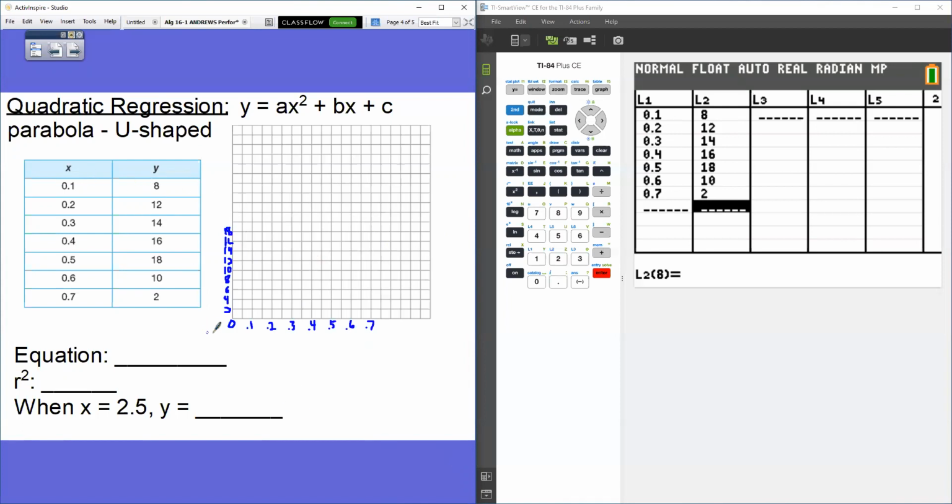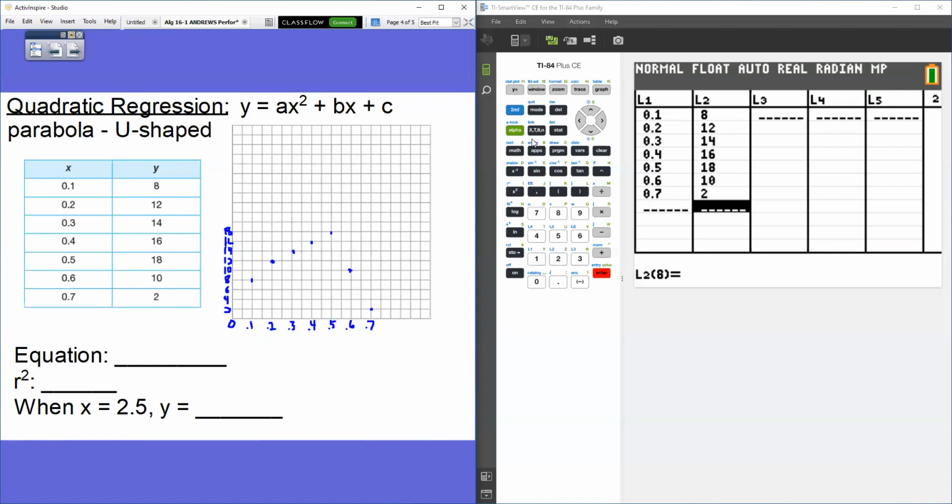So 0.1 is 8. So I'm going to put a dot right there. 0.2 is 12. 0.3 is 14. 0.4 is 16. 0.5 is 18. Right now it looks like a straight line, but then all of a sudden it starts coming back down in a hurry. So you can clearly see that U shape forming, right? Because remember, a quadratic regression is going to be a parabola or a U-shaped graph.